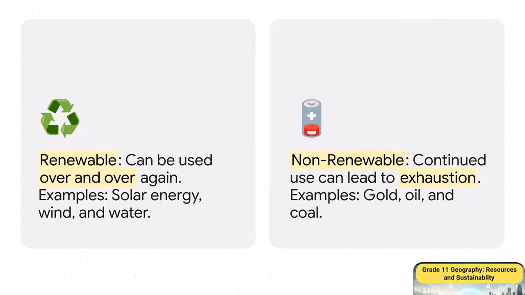But then you have non-renewables. These are more like a disposable battery. Once you use them up, they're gone. Forever. We're talking about stuff like gold, oil, and coal. And let me tell you, knowing the difference between these two is key to understanding the rest of this topic.